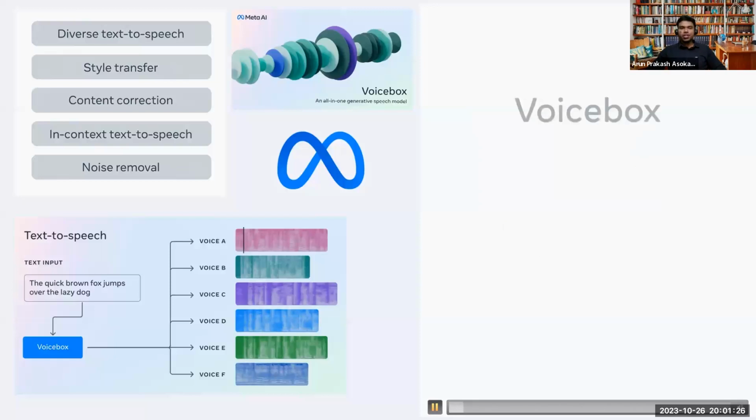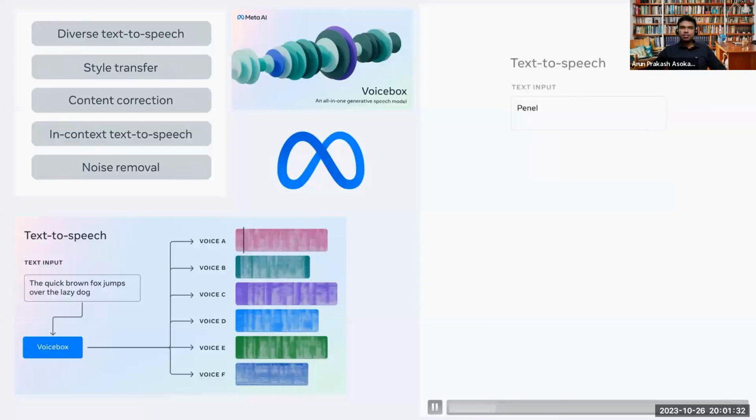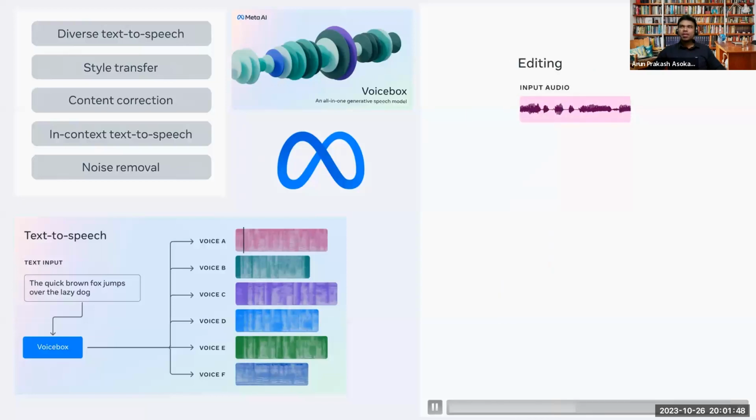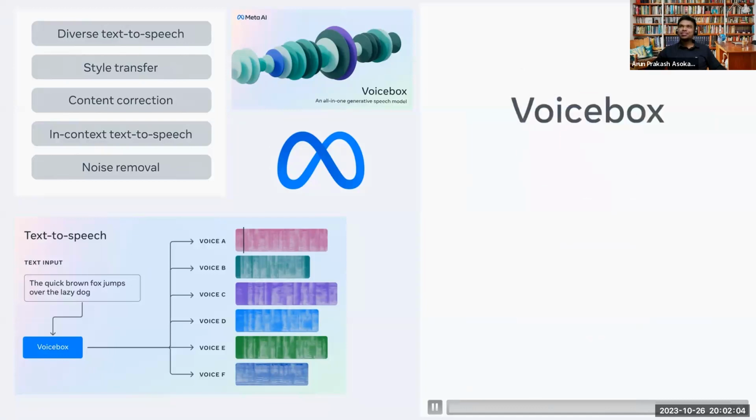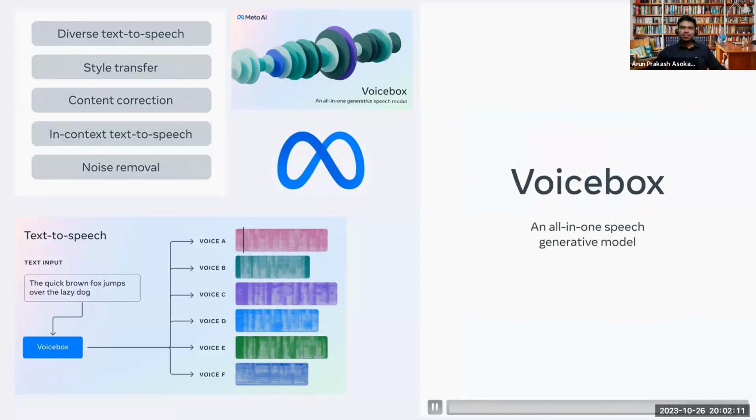This is VoiceBox, a new AI foundation model for speech that does some pretty awesome things. If you give it text, it can read it in a bunch of different styles. Penelope Porcupine and Sammy Sloth danced gracefully in the treetops. And you can use it to fix background noise too, kind of like an eraser, but for audio. Sammy and Penelope's heartwarming friendship inspires joy. Now you see the dog barking. Sammy and Penelope's heartwarming friendship inspires joy. Completely removed, right? We think this is probably the most versatile speech generative model out there. This is still a research project.